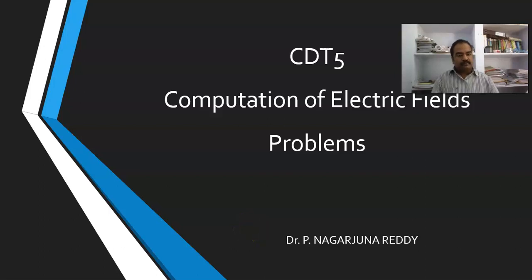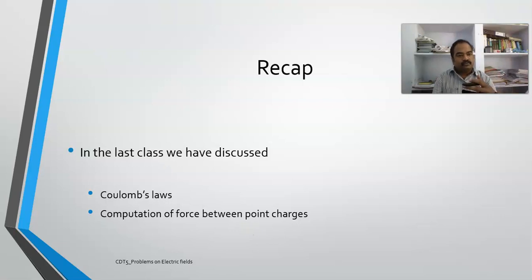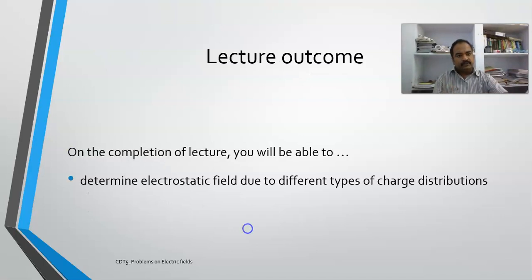Today's topic is problems on computation of electrostatic field intensity. In the last video lecture, we have gone through Coulomb's law, computing the forces between the point charges, and we have also seen the expressions which are to be employed for computing electrostatic fields. So in today's class, I hope that by the end of this video lecture, you will be able to determine the electrostatic field intensity due to different types of charges, point charges and also uniform charge distributions.